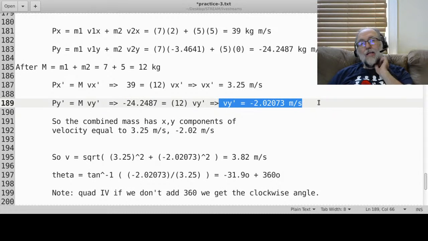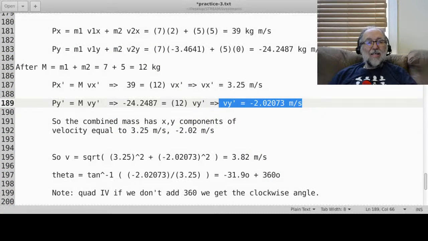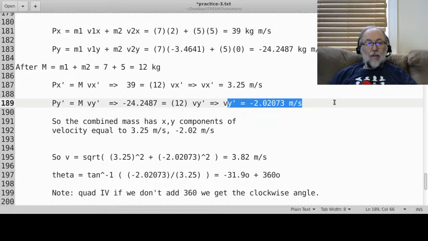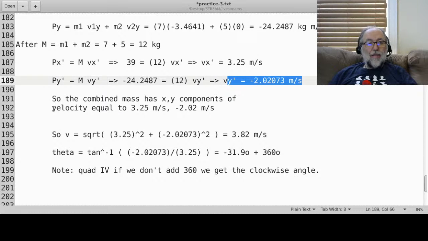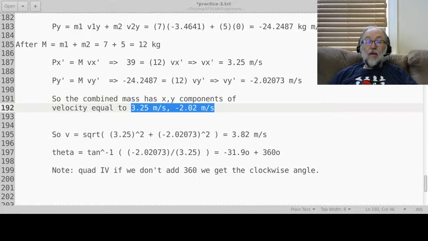Okay, and is that in quadrant 4? Because if you go back to the diagram very quickly, you see the green vector. Intuitively, it makes sense that that vector is going to be heading into quadrant 4, and in quadrant 4 you expect x to be positive, it is, and y to be negative, it is. Okay, so there you go. That answers the first question. What is the x and y component of the velocity of the combined masses after the collision? And there it is.